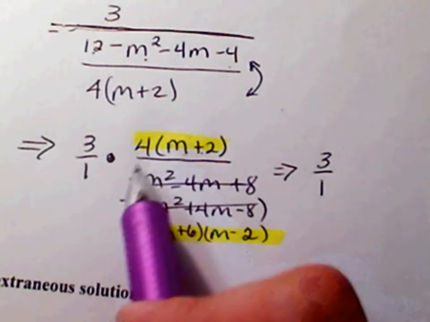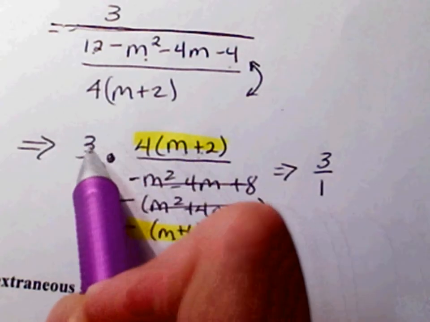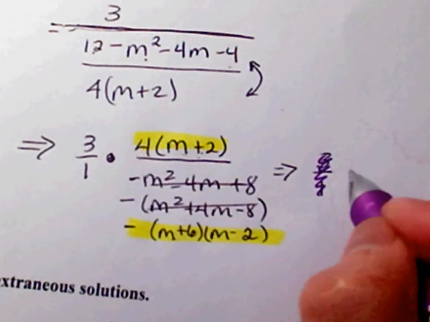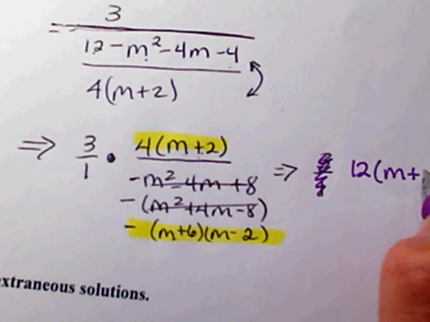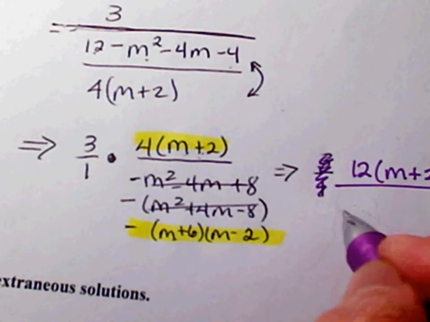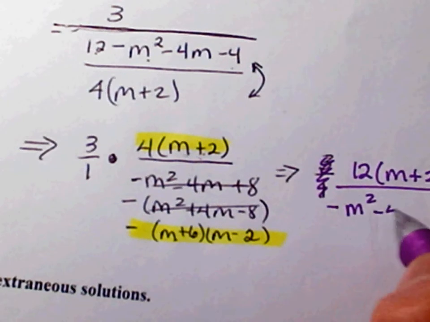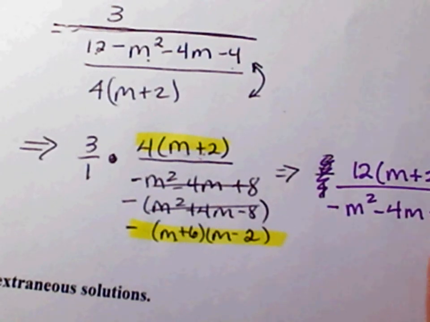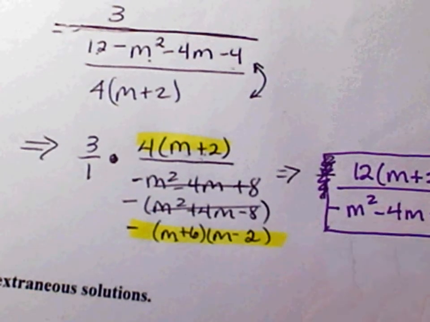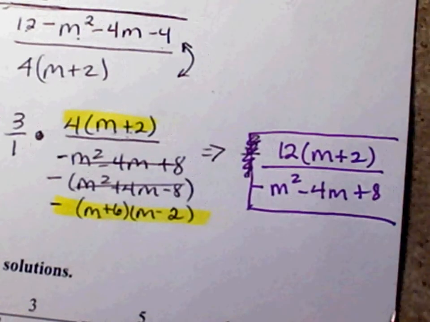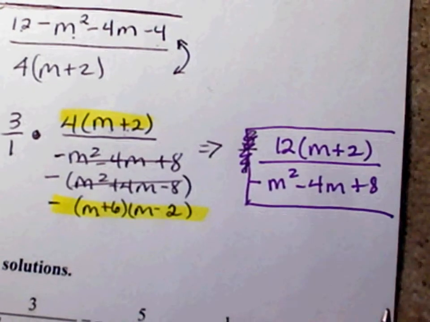So, you can just multiply across. 3 times 4 is 12, m plus 2. All of that over negative m squared minus 4m plus 8. And there's your solution for number 13. Okay?